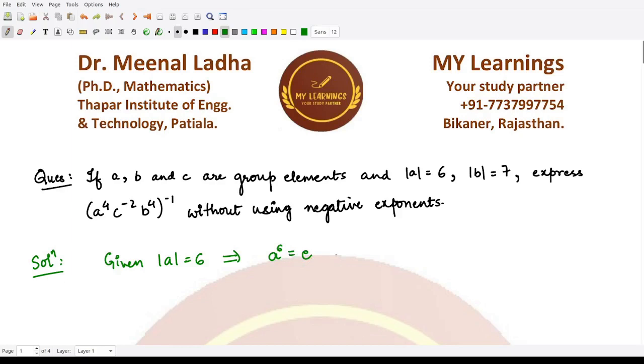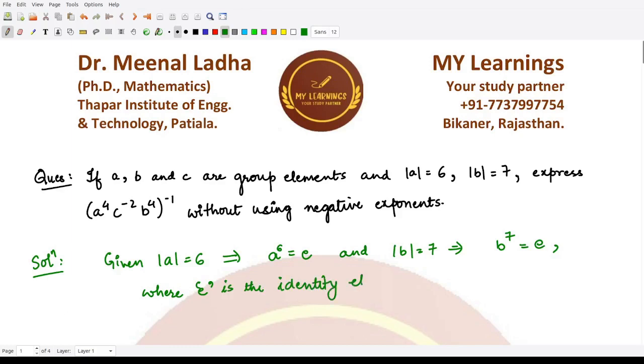And we are given that the order of B is 7. So what does it imply? It implies that when you take B to the power 7, you would get the identity element of this group, where, let me write down, this E is the identity element, correct?